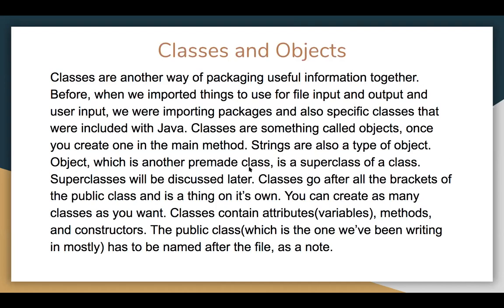Object, which is another pre-made class, is a superclass of a class. So superclasses will be discussed later, which is next lesson. And classes go after all the brackets of the public class and are a thing on their own. I have examples of that later. So you can create as many classes as you want. Classes contain attributes, which are basically variables, methods, and constructors. And constructors I'll go over soon as well.